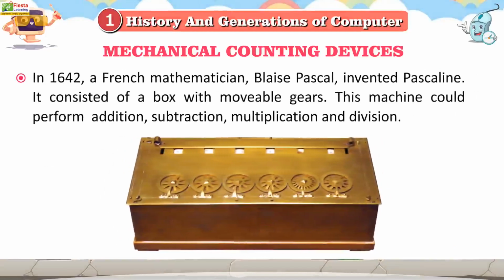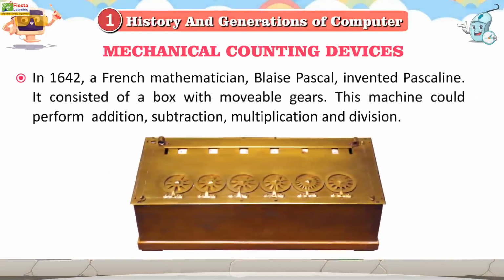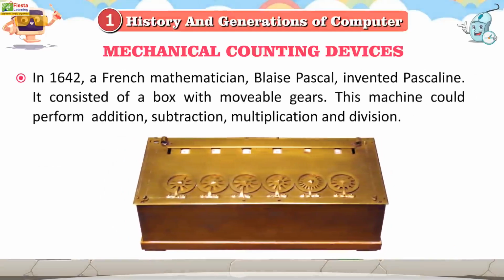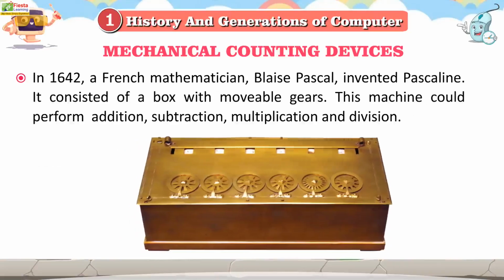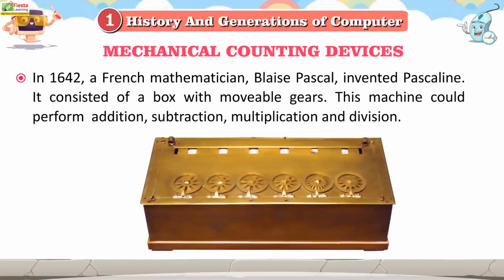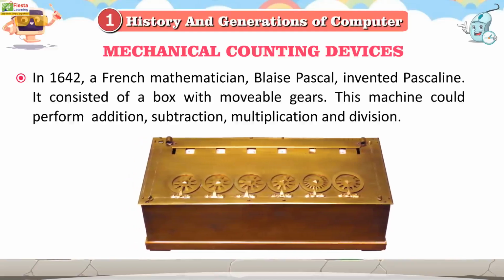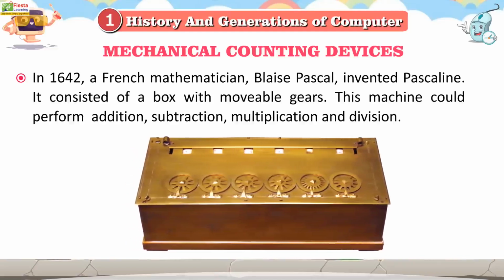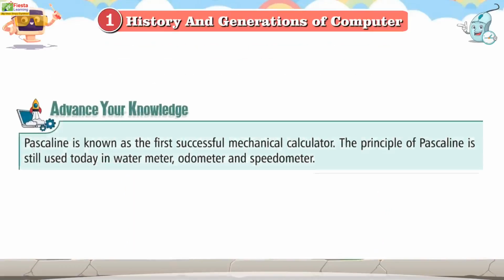In 1642, a French mathematician, Blaise Pascal, invented Pascaline. It consisted of a box with movable gears. This machine could perform addition, subtraction, multiplication, and division. Advance your knowledge. Pascaline is known as the first successful mechanical calculator. The principle of Pascaline is still used today in water meter, odometer, and speedometer.